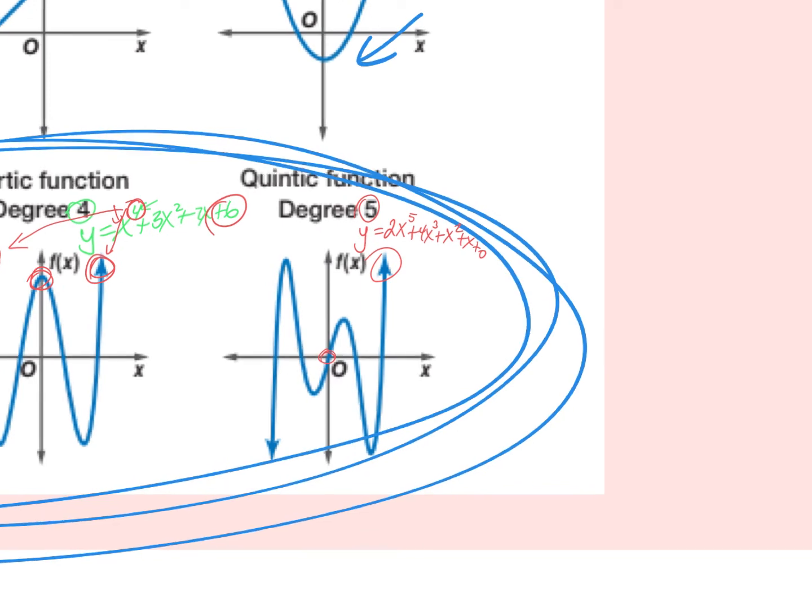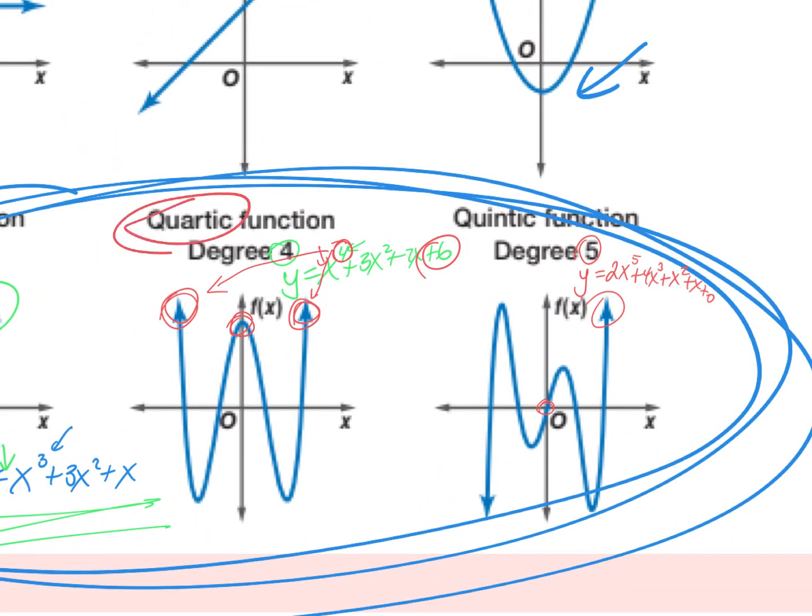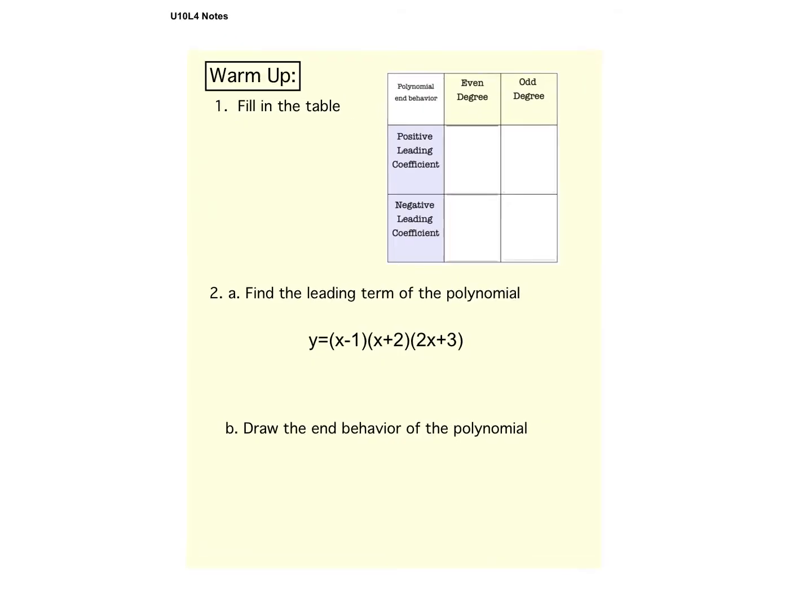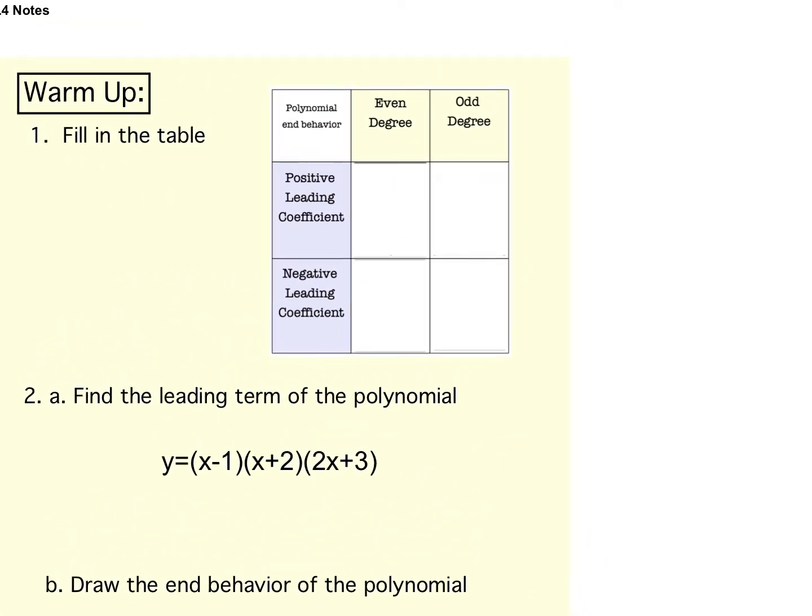All right. Quartic is what a degree 4 is. Quintic is what a degree 5 is. We're not going to test you on those names, don't worry. Okay. If it's got an even degree, a positive leading coefficient, if it's got an odd degree, negative lead coefficient, what am I supposed to do in here? Oh, the end behavior.